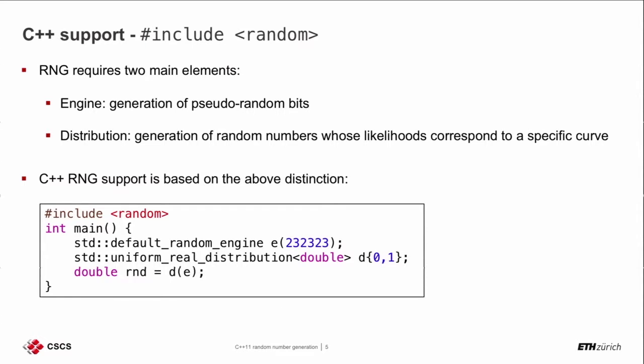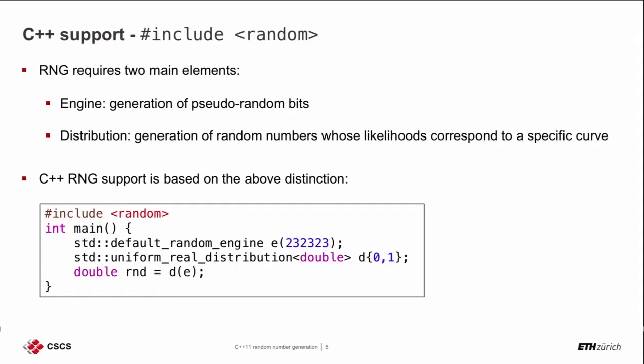So random number generation in modern C++ is done exactly in this way, based on those two elements. And this is a translation of the previous example that was done, let's say, using C support. And this is done instead using C++11. So you have to include the random header. You have to define a random number engine. In this case, we are using this default random engine.